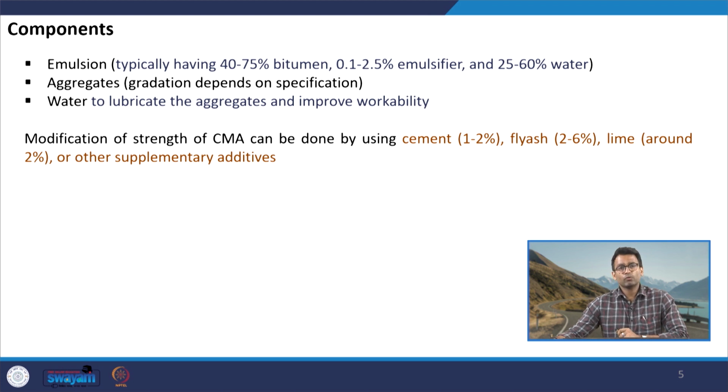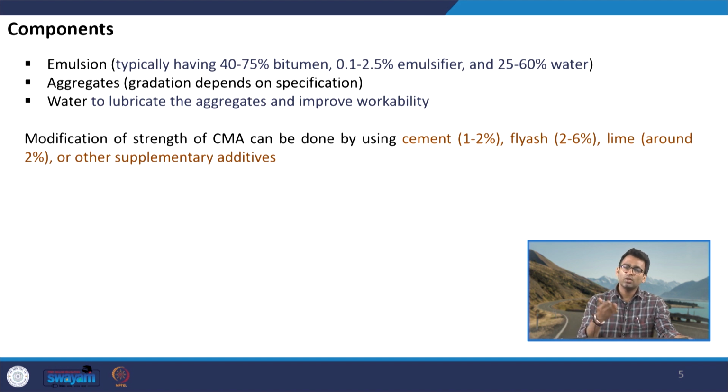Modification of strength of cold mix asphalt, which means in addition to these components using which a cold mix asphalt can be produced, we can alter the strength of the cold mix asphalt using additional additives, and these include cement. So, cement is most of the time used for the preparation of cold mix asphalt to increase its strength. The reason being, we have water in it.